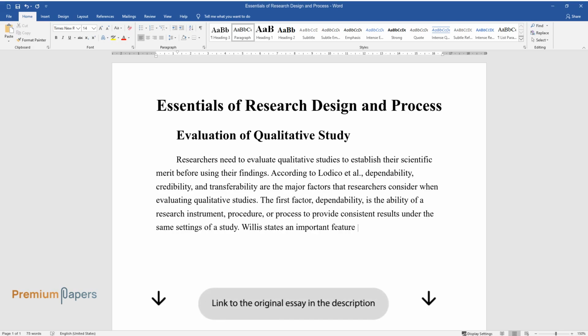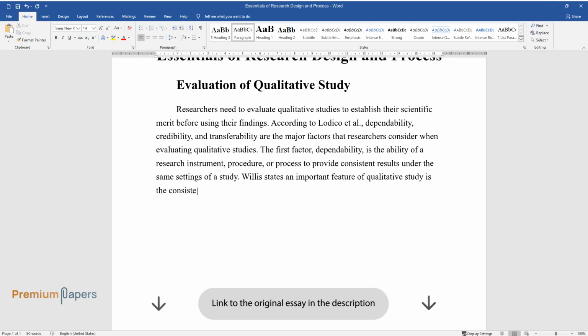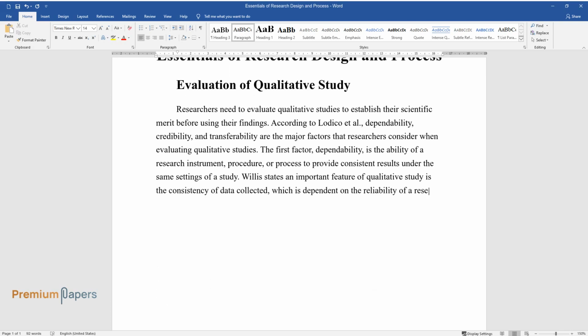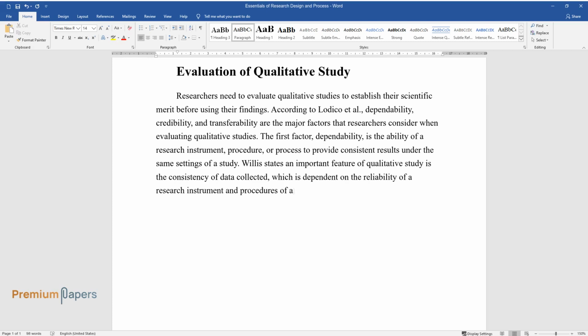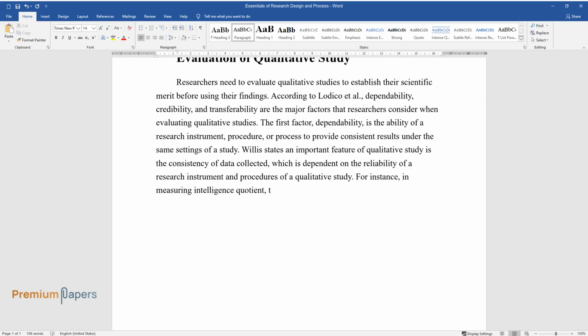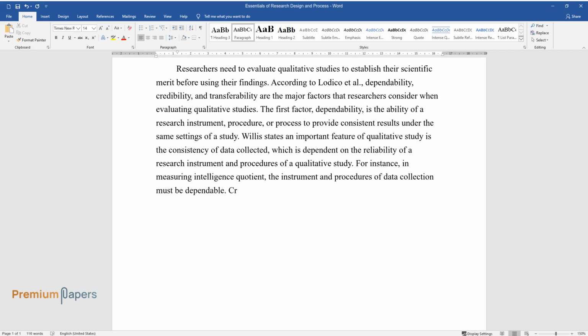Willis states an important feature of qualitative study is the consistency of data collected, which is dependent on the reliability of a research instrument and procedures of a qualitative study. For instance, in measuring intelligence quotient, the instrument and procedures of data collection must be dependable.